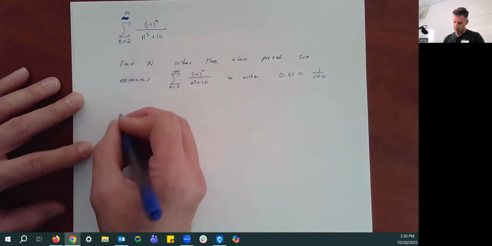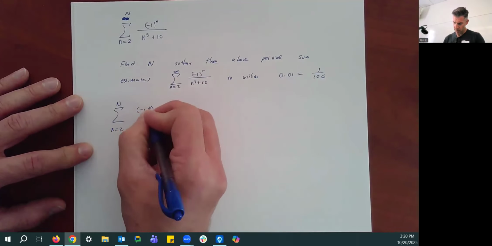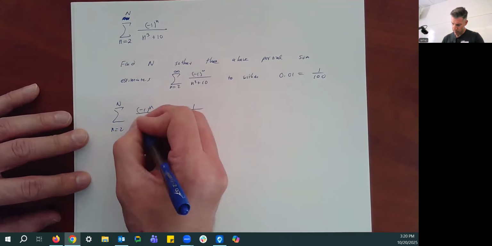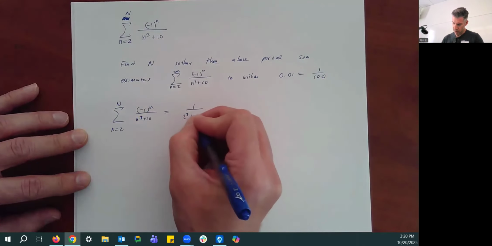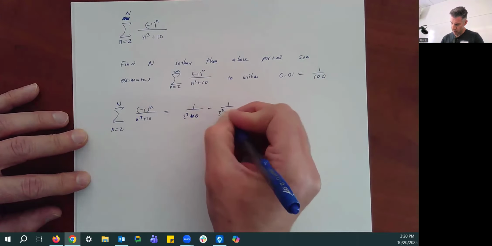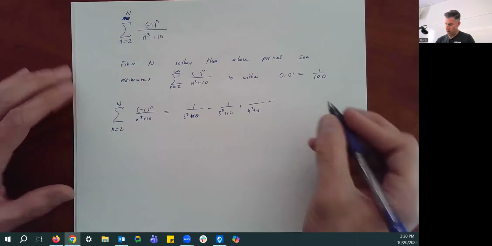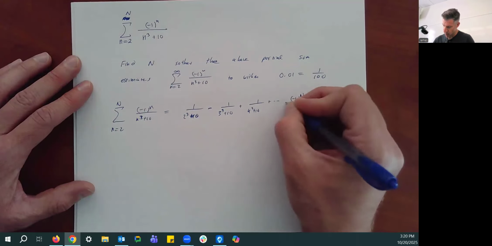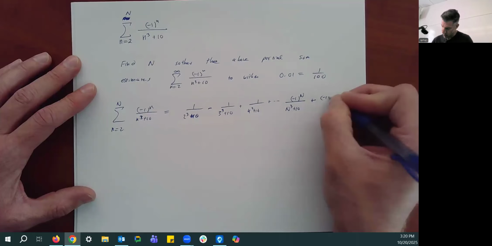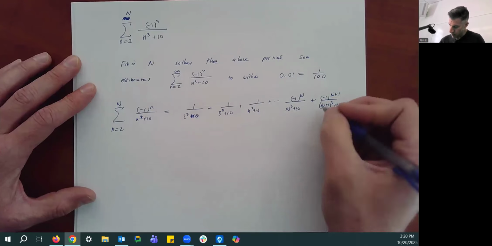So basically, I'm going to write out some numbers. We have the sum from n equals 2 to capital N of -1 to the nth over n cubed plus 10. It's going to look like 1 over 2 cubed plus 10. So that looks terrible. -1 over 3 cubed plus 10, plus 1 over 4 cubed plus 10, all the way to our -1 to the capital N over capital N cubed plus 10. And then the next term, -1 to the n plus 1 over n plus 1 cubed plus 10, plus the rest.